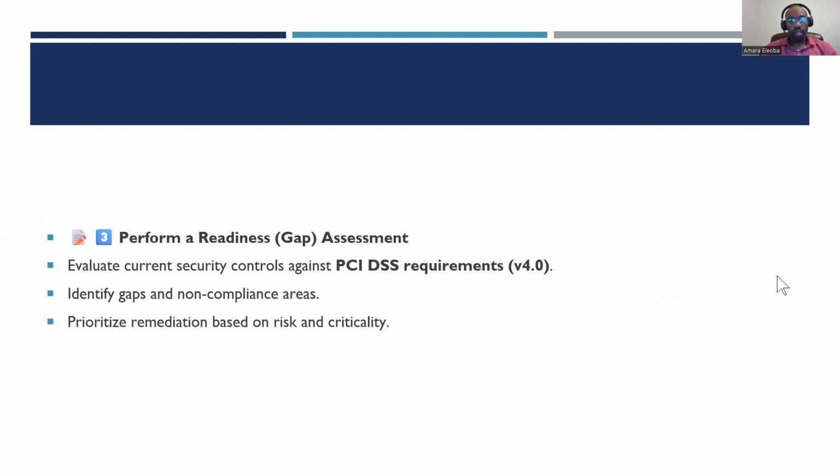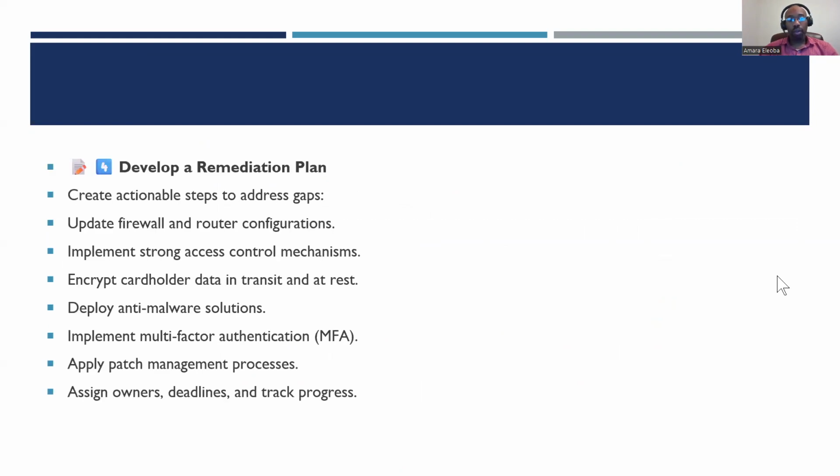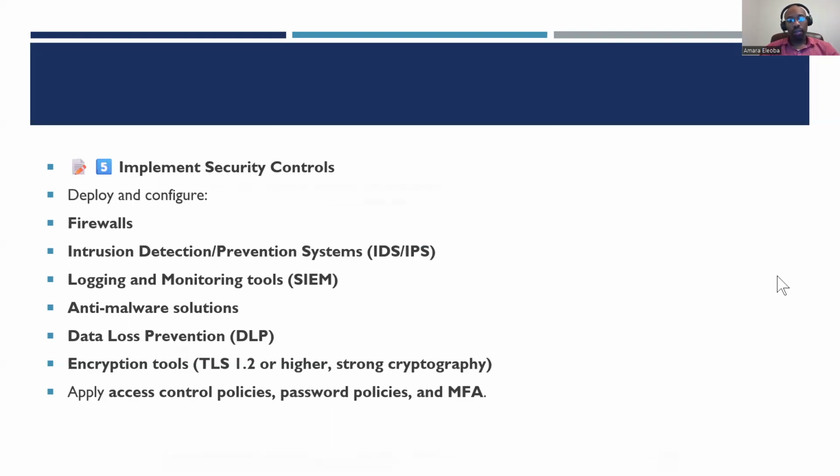Three, perform a readiness gap assessment. Four, develop a remediation plan, so you can create actionable steps. Some of them can be updating your firewall and things like that, implementing strong access control, and deploying an anti-malware solution. So you have to develop some sort of remediation plan if you don't have this.